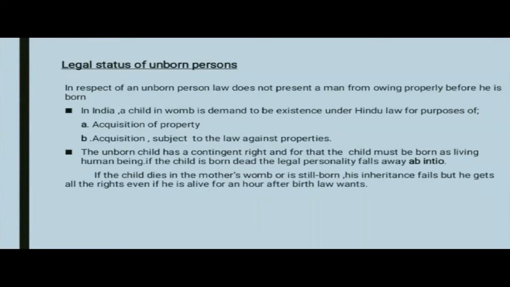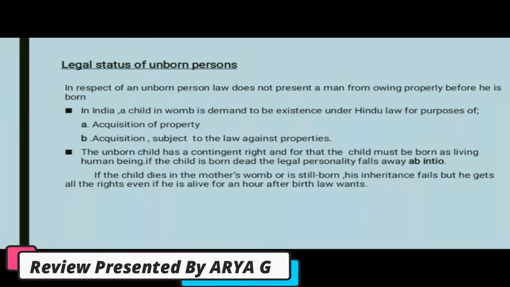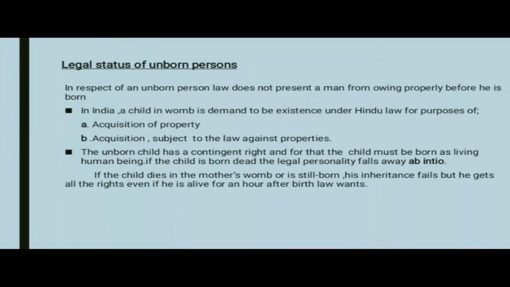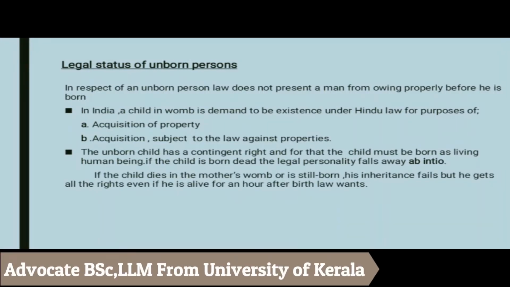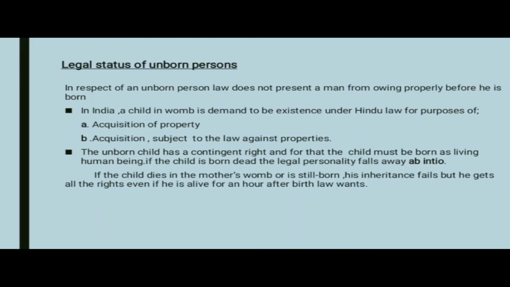If the child dies in the mother's womb or is stillborn, his inheritance fails, but he gets all the rights even if he lives for an hour after birth. Which means that if an unborn child dies in the mother's womb or is stillborn, his inheritance fails, as we discussed earlier. But if he is born alive and dies after one hour, then he can acquire all the rights. This is the modern point of view.